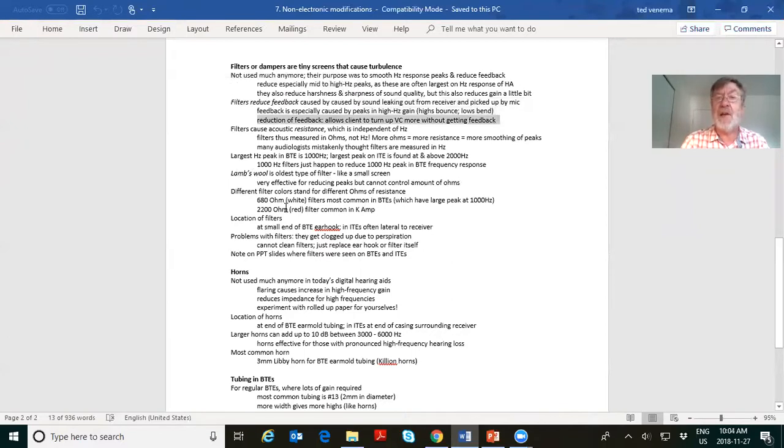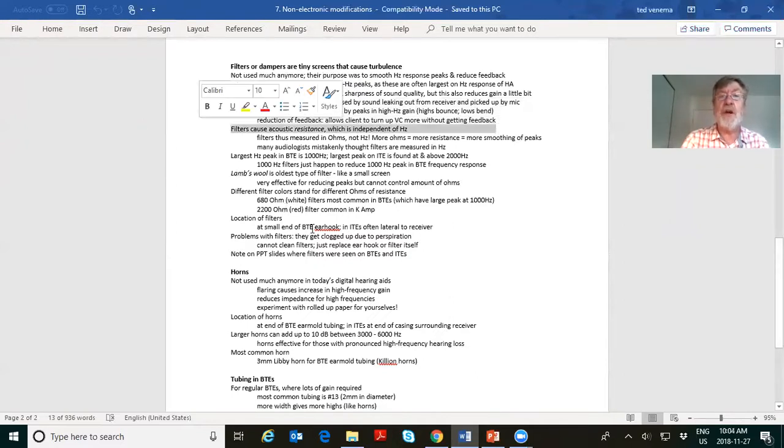Reduction of feedback allows the client to turn up the volume control more without getting the feedback, because the old complaint was, I turn the hearing aid up to here and it whistles. I turn it down to stop the whistling and I can't hear. Okay? You're caught between a rock and a hard place.